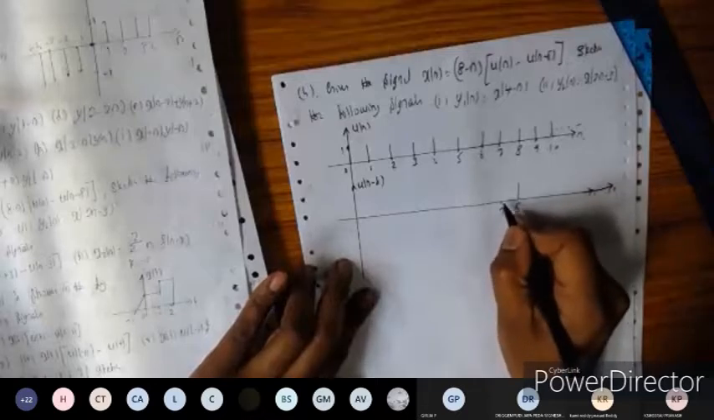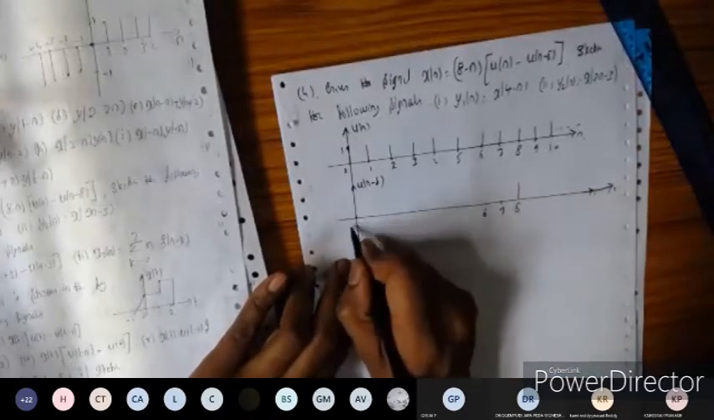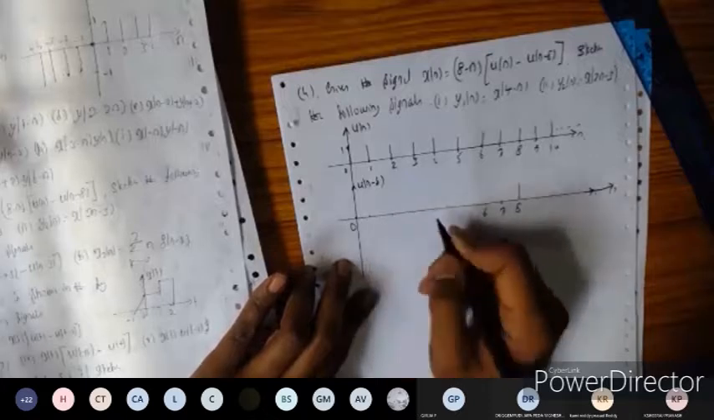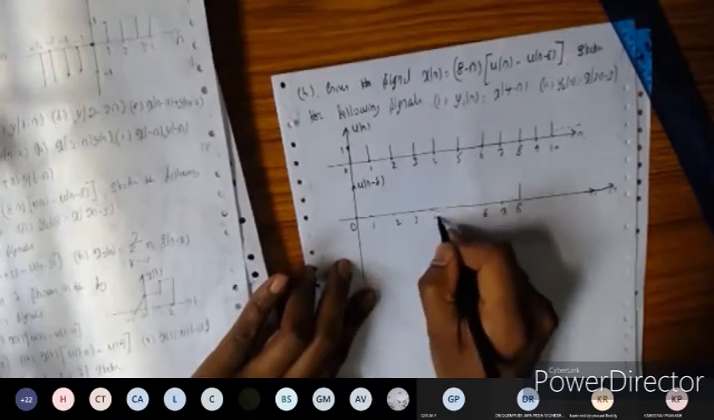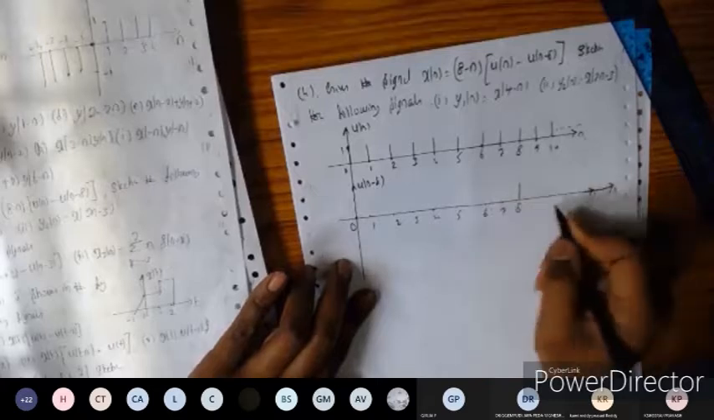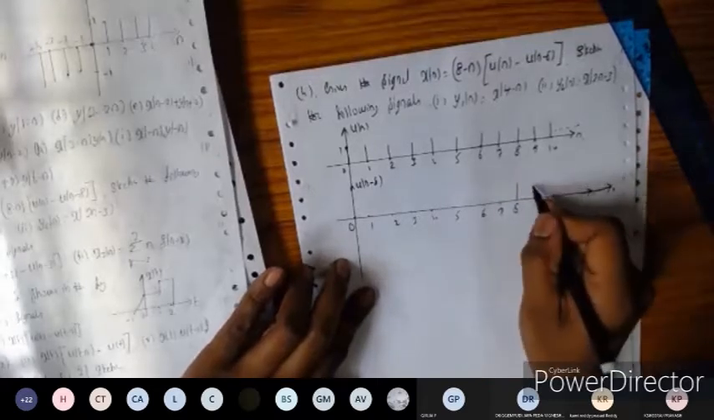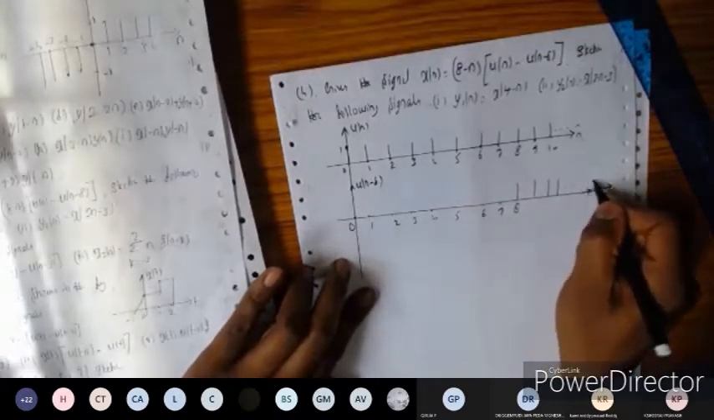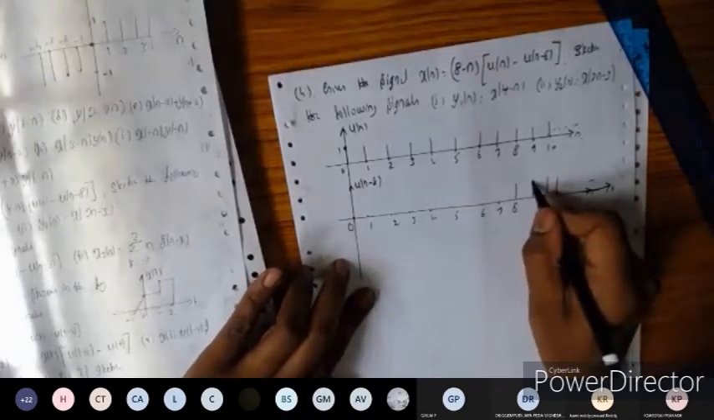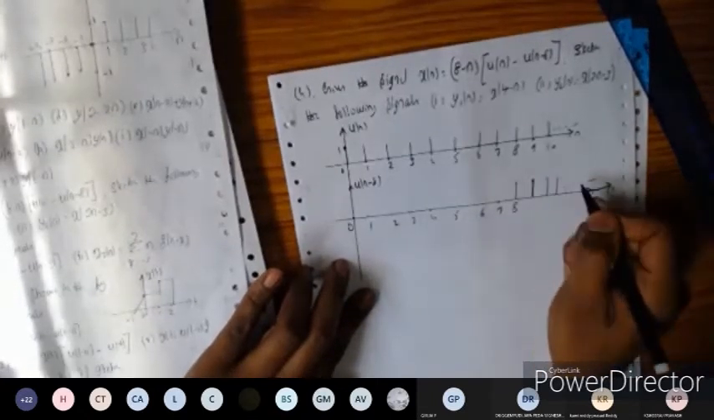So at 7 it will be 0, 6 also 0, and 1 also 0. Up to 1, 2, 3, 4, 5, 6, it is 0. From 8 onwards it begins: 8, 9, 10, 11, like that it goes up to infinity. This has the value 1 here.